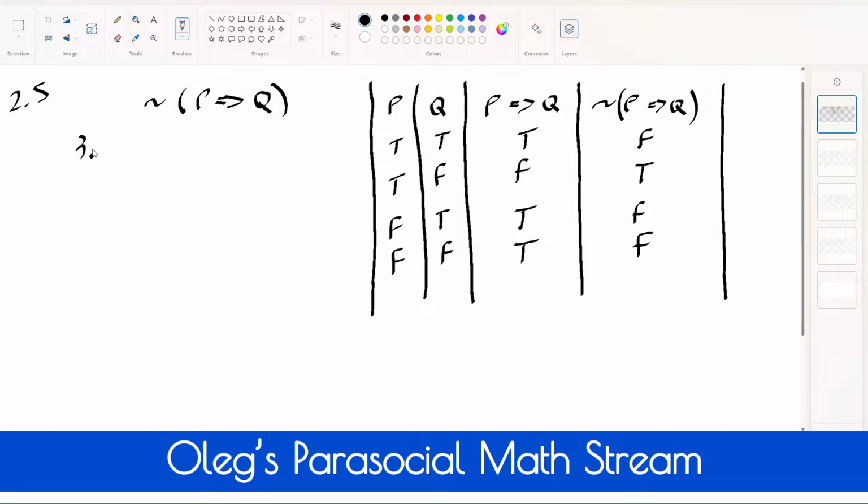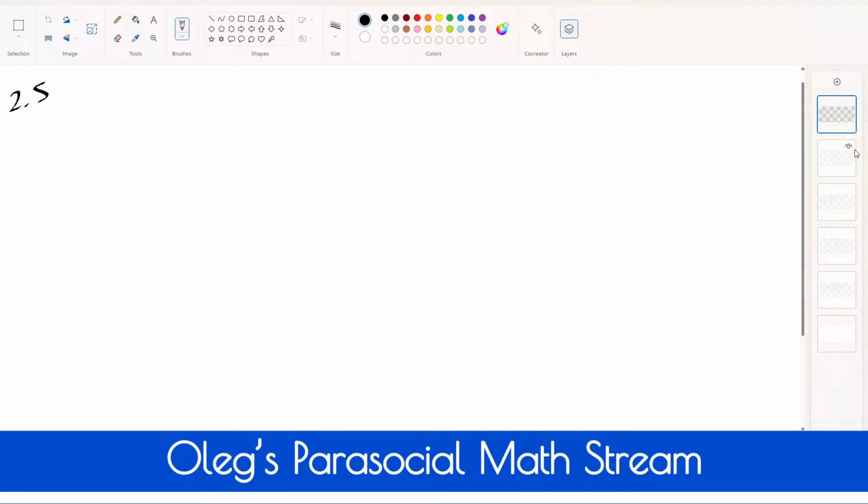Okay. Next. Okay. We have P and not P or Q. I have to think about this for a minute. Okay, so it has to be P and its inverse. Okay, cool. Well, let's just do that.